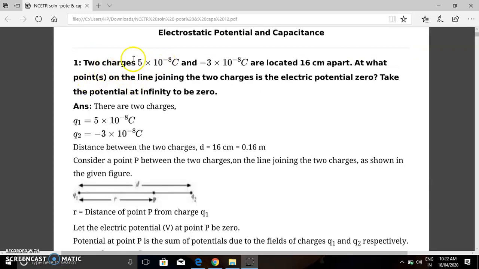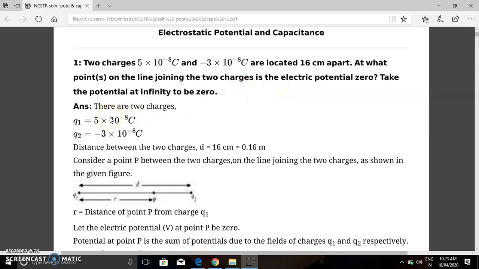Consider two charges, 5 into 10 raised to minus 8 coulomb and minus 3 into 10 raised to minus 8 coulomb, located 16 centimeter apart. At what points on the line joining the two charges is the electric potential 0? Take the potential at infinity to be 0. So, my dear student, here we have to find at what distance or at what points on the line joining the two charges the electric potential is 0.